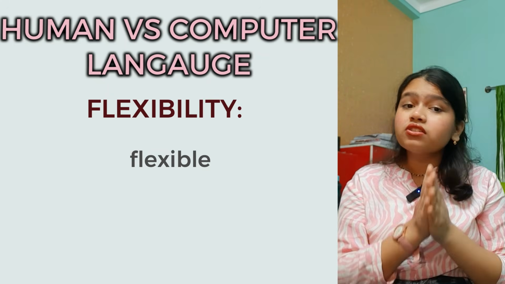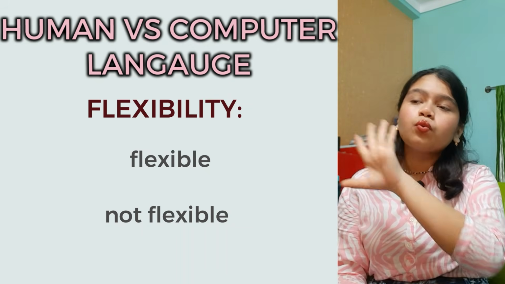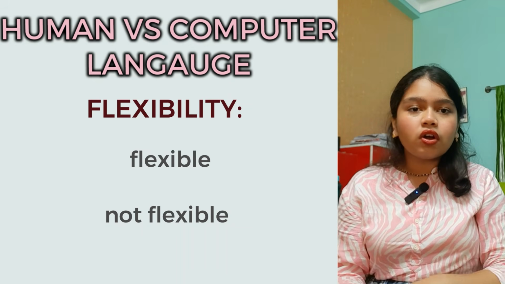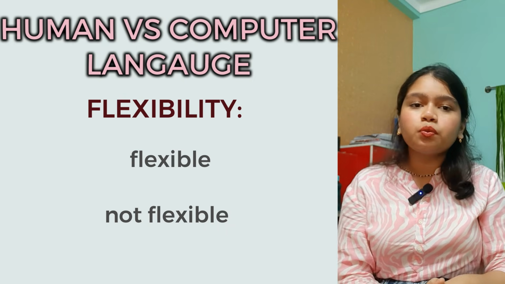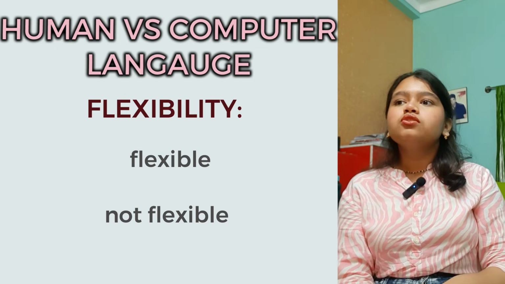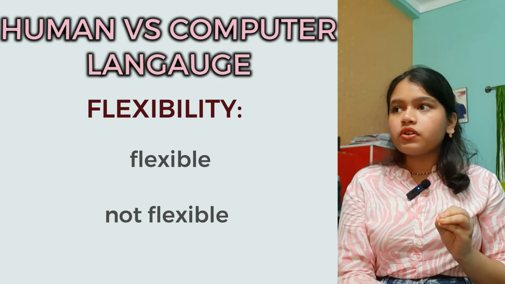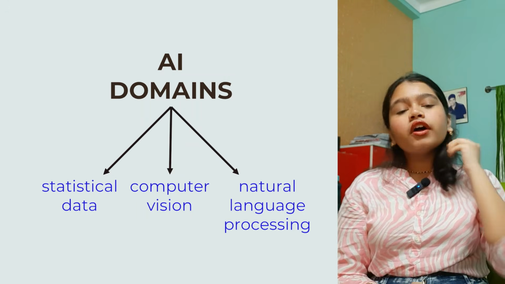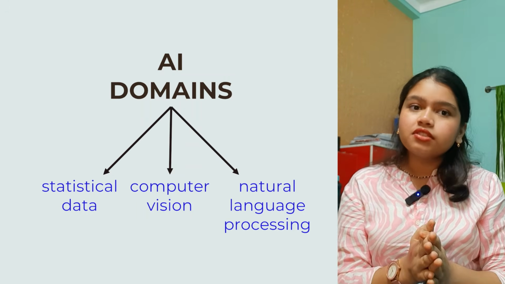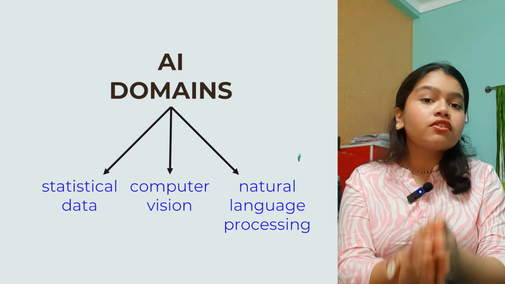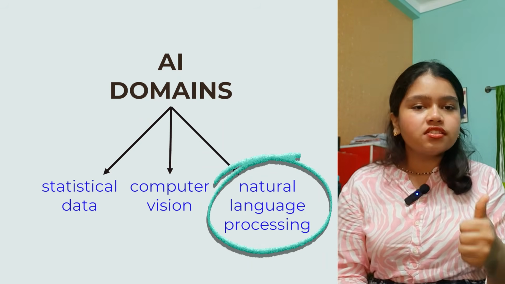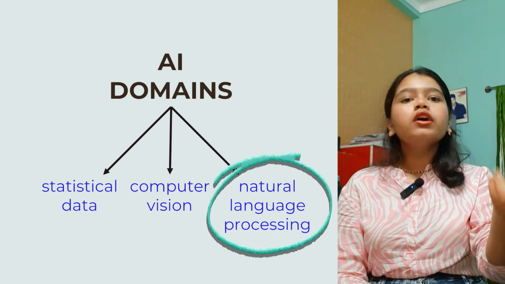But computer language is not at all flexible. You create one, you miss one semicolon in Java and it gives you a syntax error, right? So computer language is very strict about it. Now there is a domain in artificial intelligence, that is natural language processing. We have three domains, right? Statistics, computer vision, and your NLP.